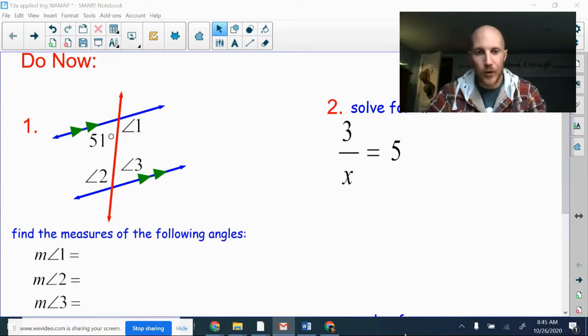So here's your do now. Hopefully you saw this in class already and you've done this, but if not, hit pause and work through these problems.